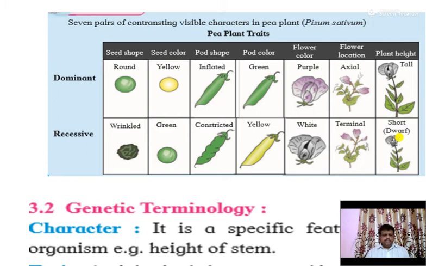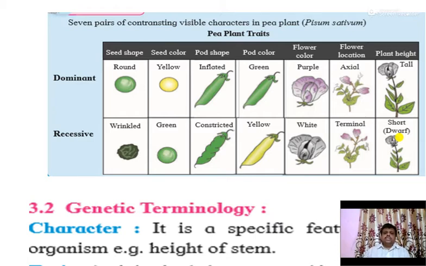In this way, Mendel selected these seven characters, and these seven characters include seven pairs of contrasting traits. Let us move towards why Mendel selected the garden pea plant for his hybridization experiments. The first characteristic feature of the garden pea plant is that it is an annual plant, and it completes its life cycle within 3 to 4 months.